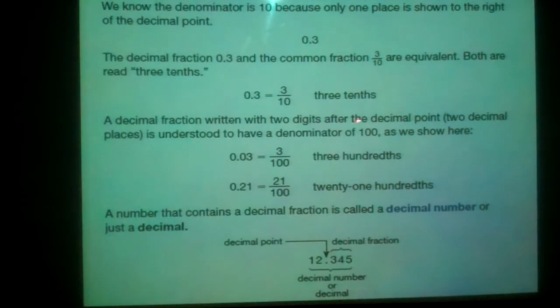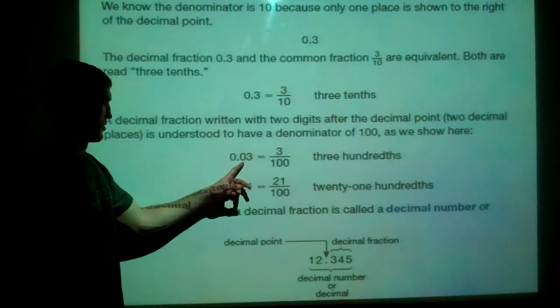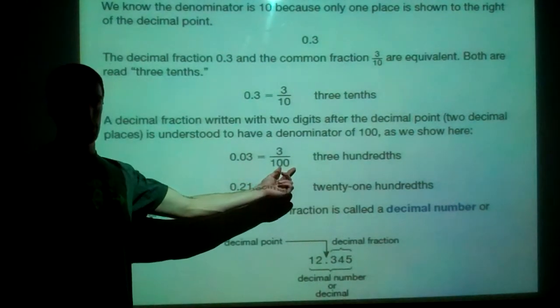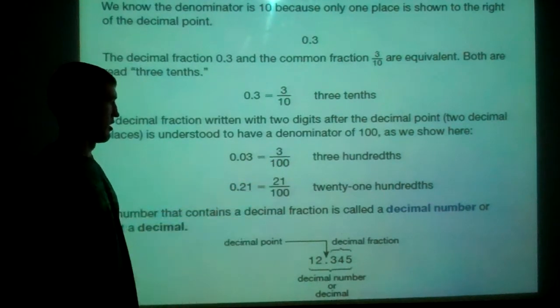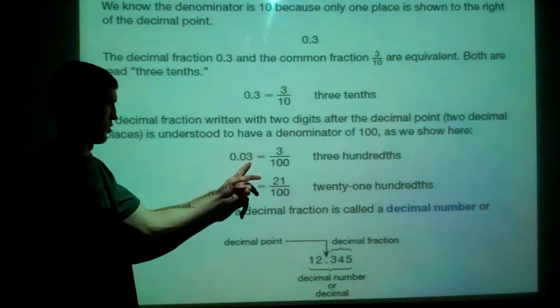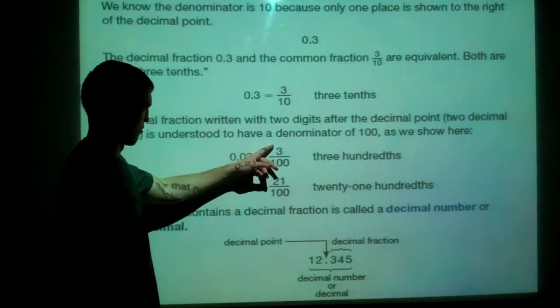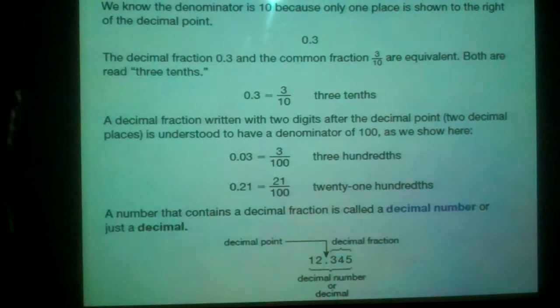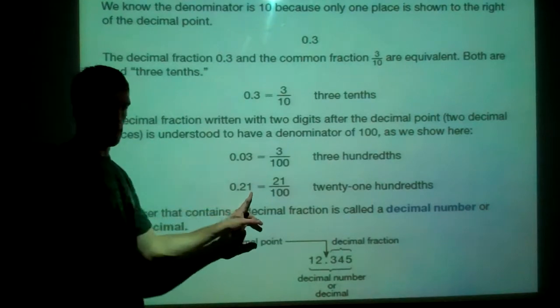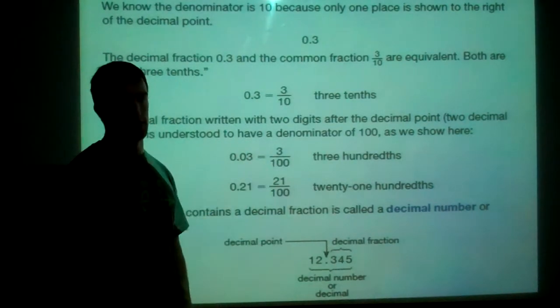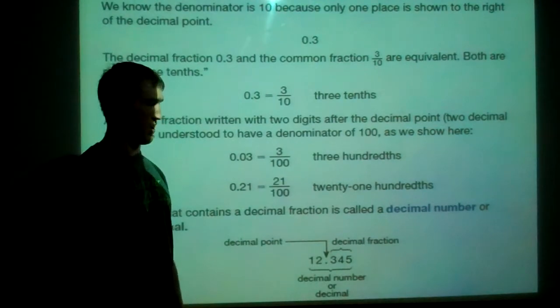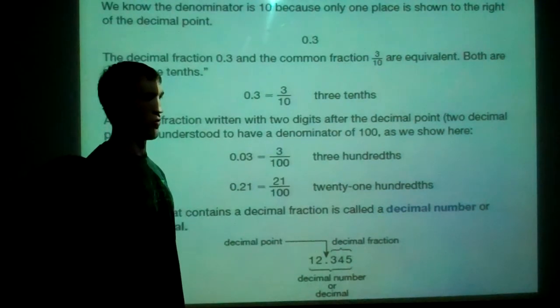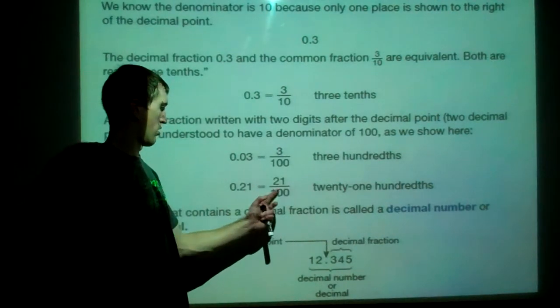A decimal fraction written with 2 digits after the decimal point, or 2 decimal places, is understood to have a denominator of 100, as we show here. So 0.03 would have 2 zeros, or would be over 100. So just think of this as 1 with 2 zeros. So 3 hundredths is how we would pronounce that. Same with this one right here, 21 hundredths, because the 1 is in the hundredths place. So you look at your last number, what place value is that? That'll be what your number is over. So hundredths, 21 over 100.